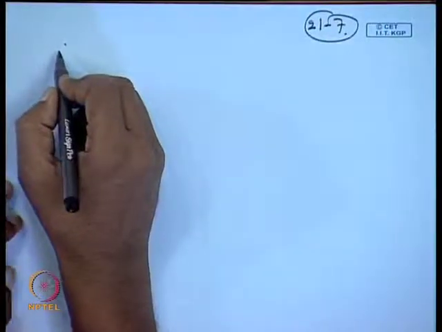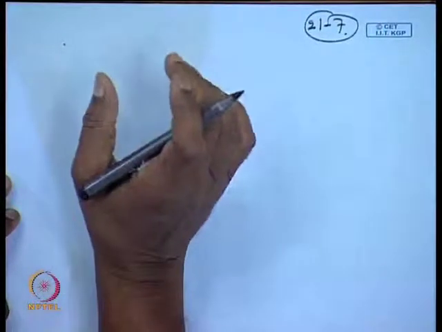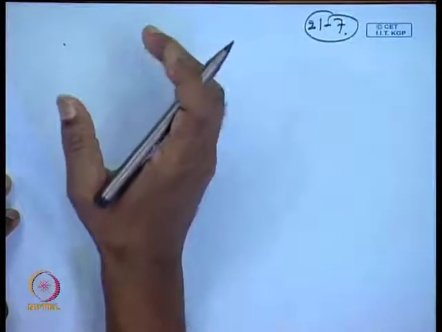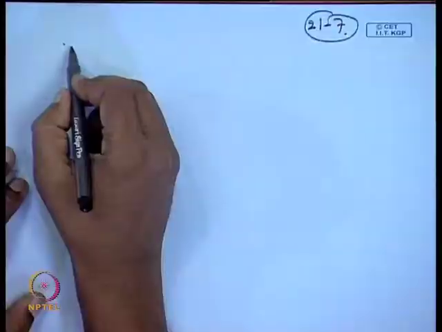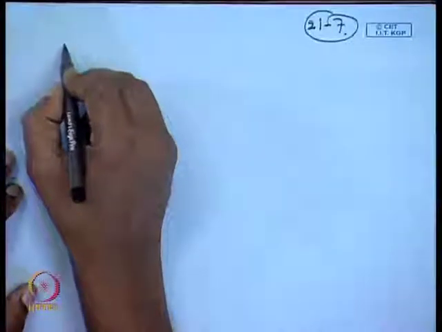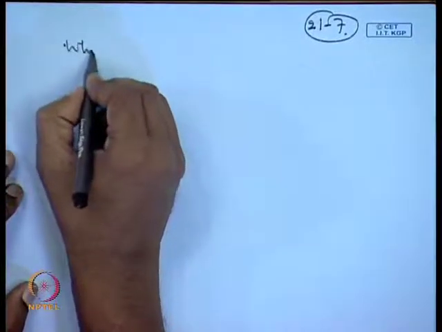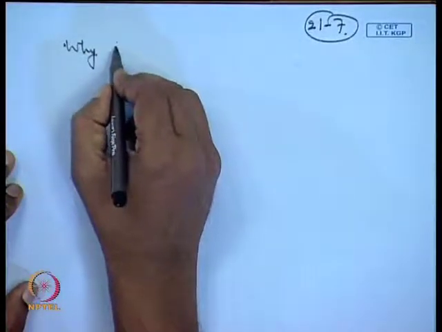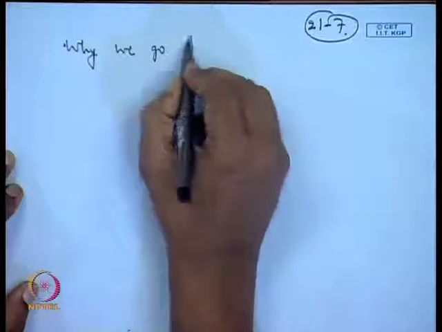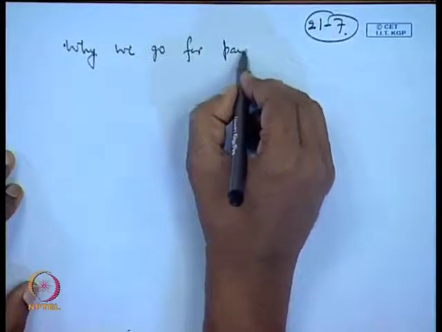Now, the question arises that we are putting the satellite in a parking orbit or a temporary orbit. This kind of temporary orbit may be useful from various points of view. So, why do we go for a parking orbit?